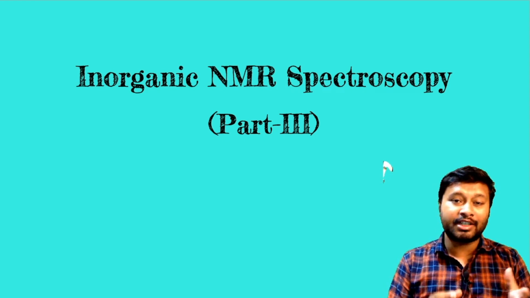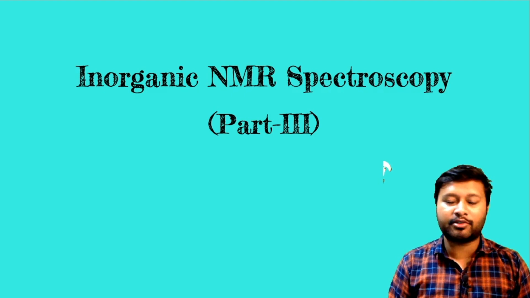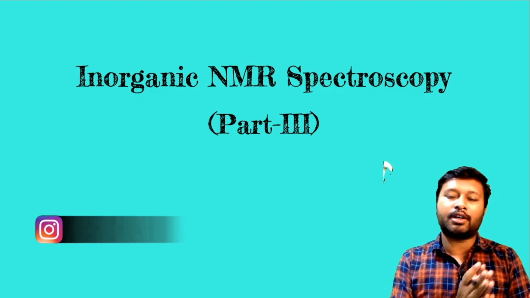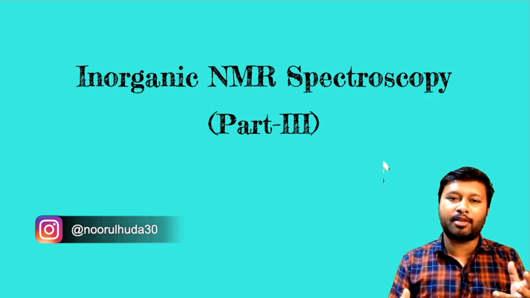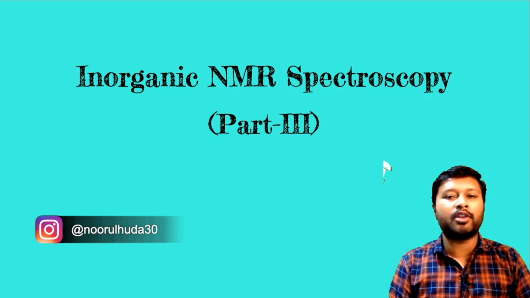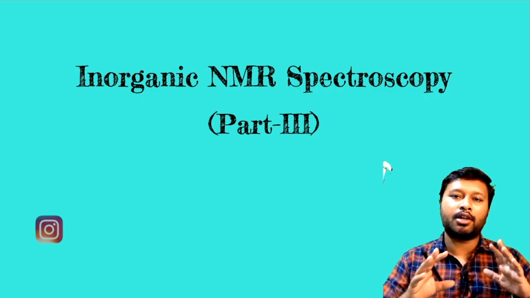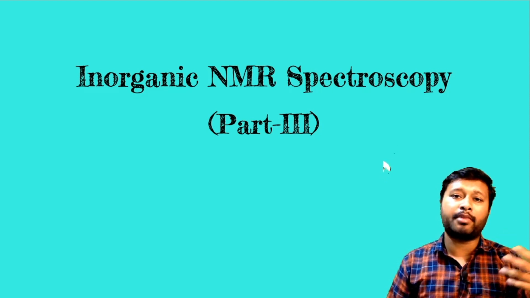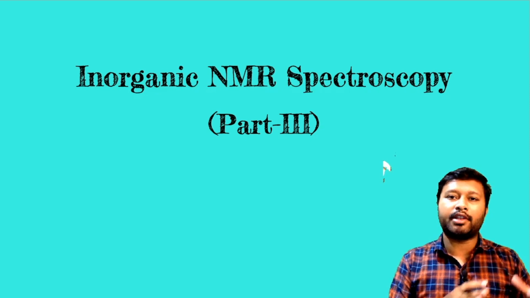So welcome to the third part of Inorganic NMR Spectroscopy. In the previous two parts we have discussed how we find out different types of species in a molecule, and the number of signals in a particular given inorganic molecule. We have also discussed J coupling, like how coupling takes place between the species. We have discussed 1J coupling, 2J coupling, 3J coupling, and we have done that in the previous part.